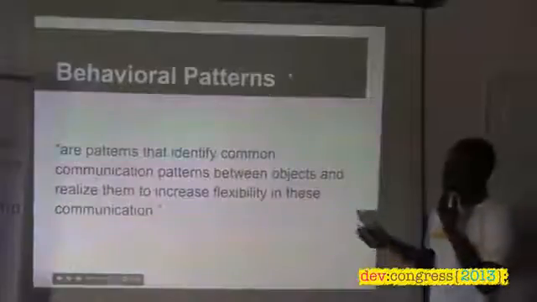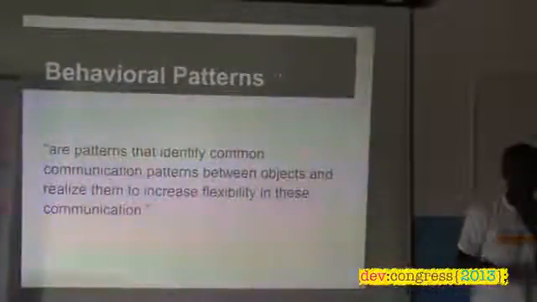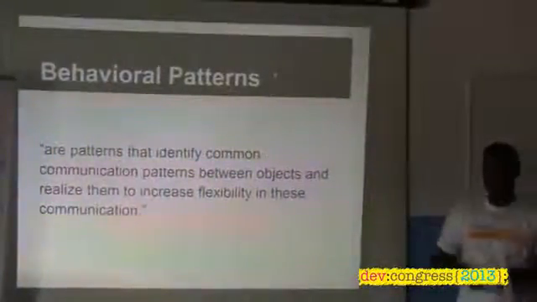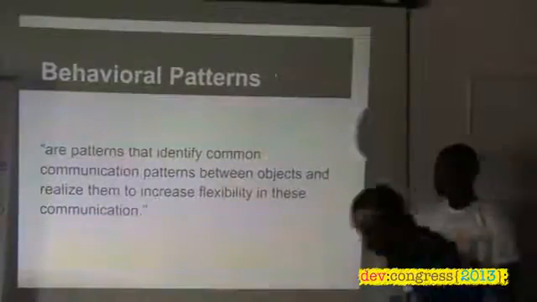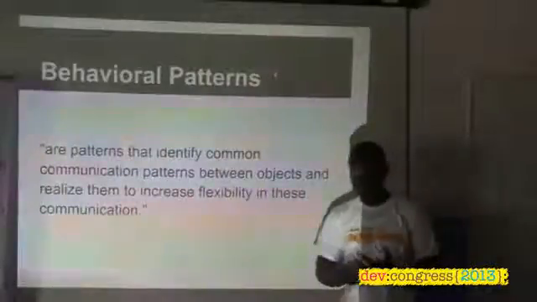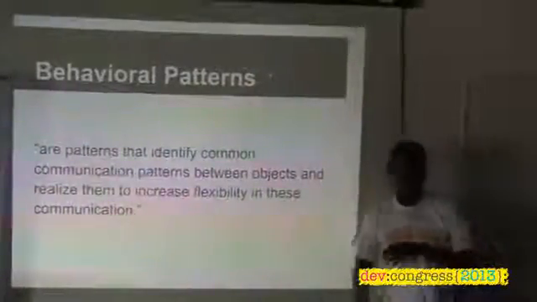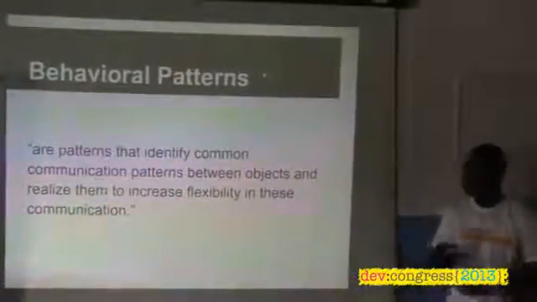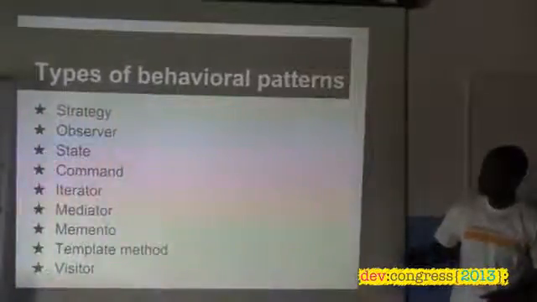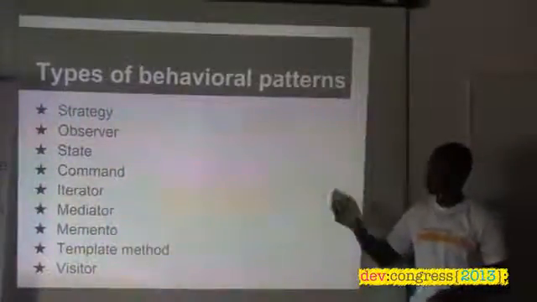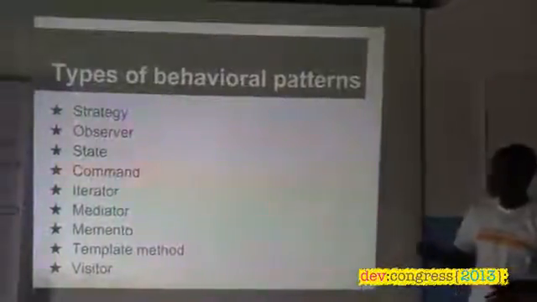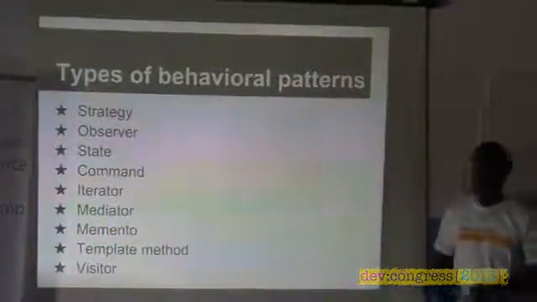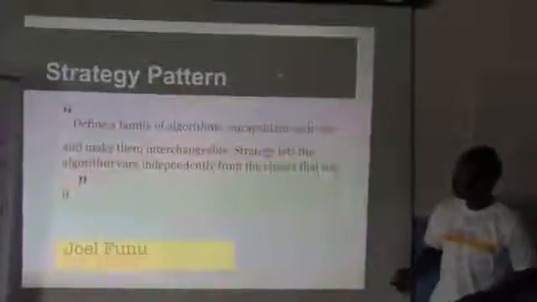behavioral patterns. Behavioral patterns only check for how objects communicate with each other, right? They make sure that the way objects communicate with each other is very efficient, and a change in one object wouldn't affect the other, so that they move smoothly. And these are the various types of behavioral patterns there are, amongst others: strategy, observer, state. But I'll touch on the strategy pattern briefly.